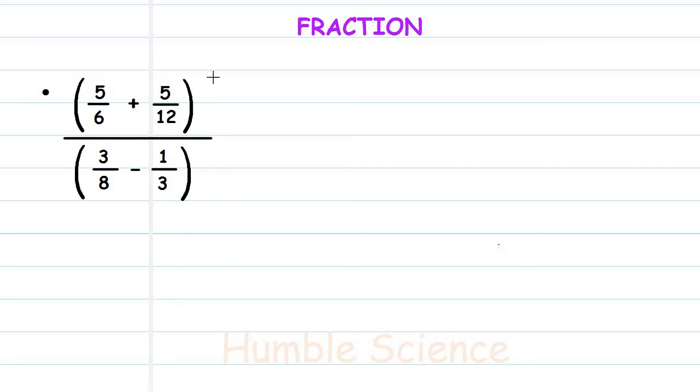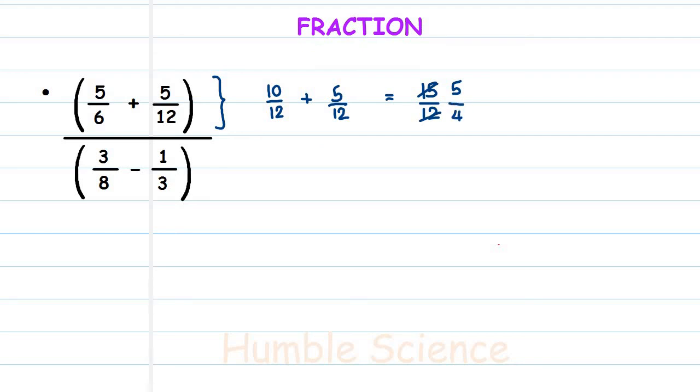The key to addition is to make sure that the lower number is the same, and we can do that. In order to make it the same lower number, we can convert 5 over 6 into 10 over 12. And for 5 over 12, it is already there, so it's no problem. We leave it like that. Now the lower number is the same, we can add them up. And it's going to be 15 over 12. And it can be simplified into 5 over 4.